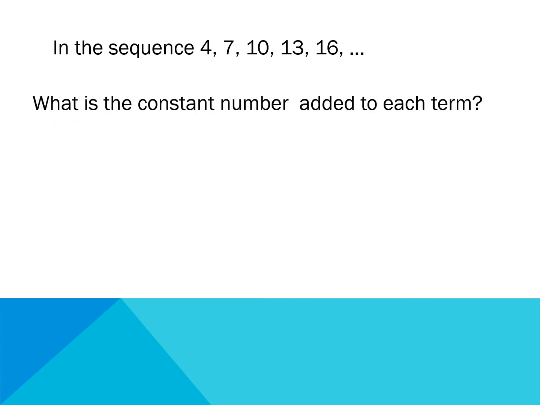So let's have examples. In the sequence 4, 7, 10, 13, 16, and so on, if you will observe, there is a number added, the same number added, and that same number is the constant. What is the constant number added to each term? What is your guess? That is equal to 3. Very good. Next one. And that common number, or same number, is what we call the common difference. And this is the letter D, or lowercase d. So what is the common difference?